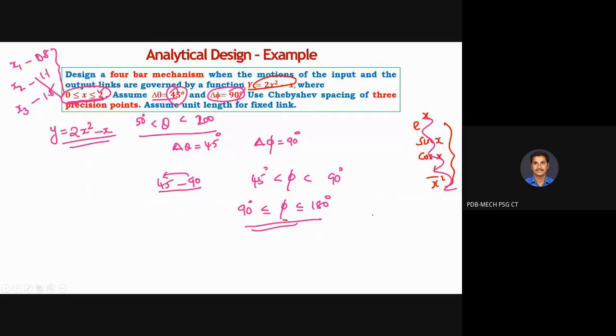Any other difficulty you faced? It is very similar to the previous problem only. You need to use the Chebyshev spacing for finding x1, x2, x3, followed by the Freudenstein equation for finding k1, k2, k3. Once you get k1, k2, k3, then it is very easy to find the dimensions a, b, c, d, which are the lengths of crank, coupler, rocker and frame.